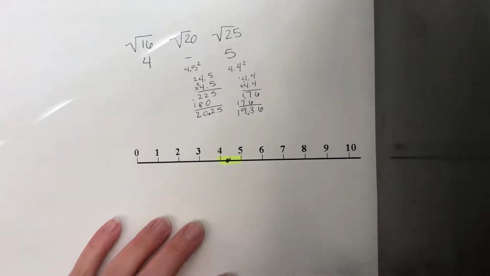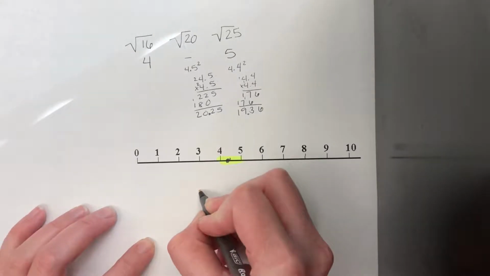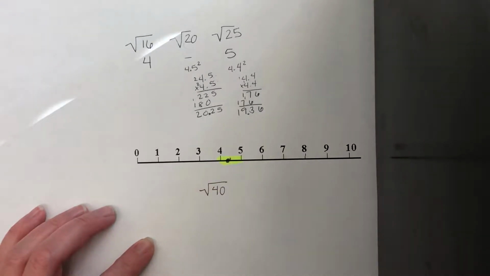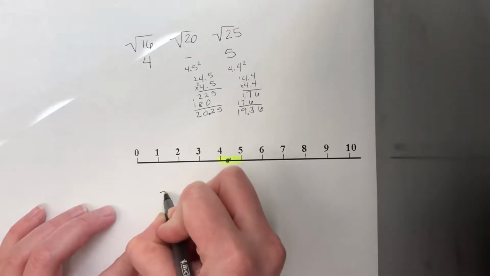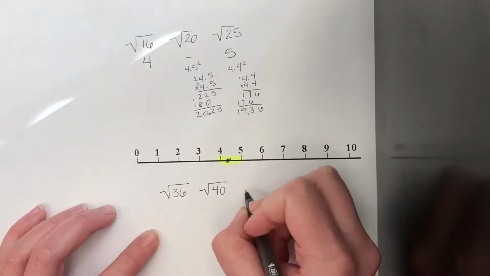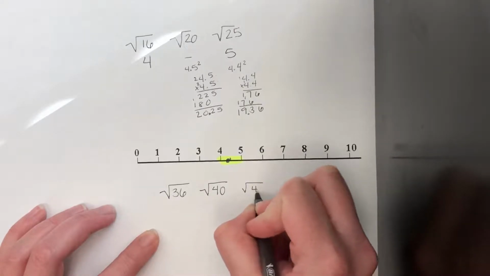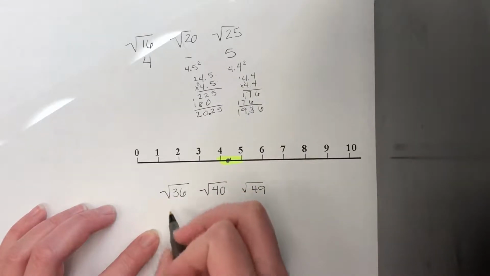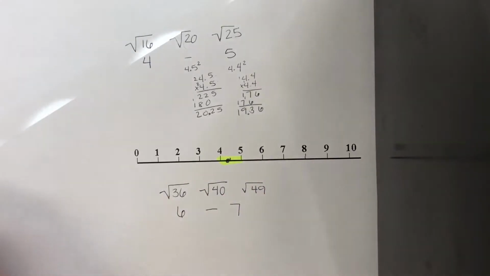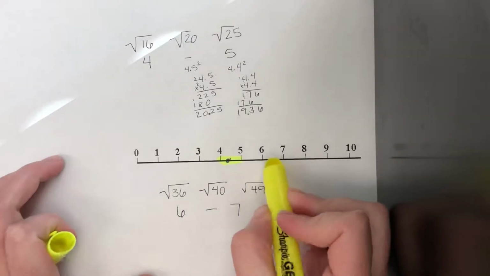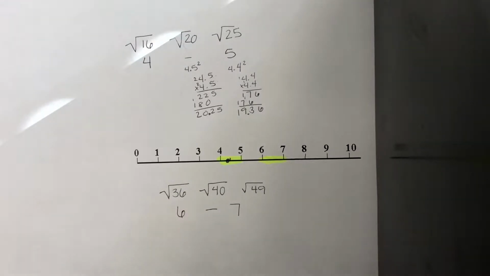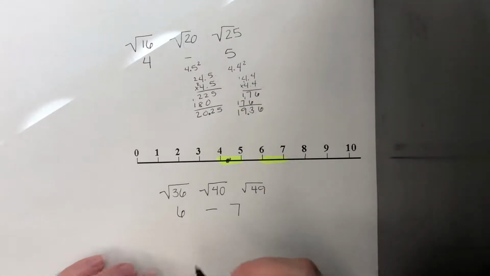Okay, so let's do another one. Let's find the square root of 40. So the square root of 40, I know it's going to be between the square root of 36 and the square root of 49. The square root of 36 is 6. The square root of 49 is 7. So I know that the square root of 40 is going to be between 6 and 7. But let's see if I can get closer.